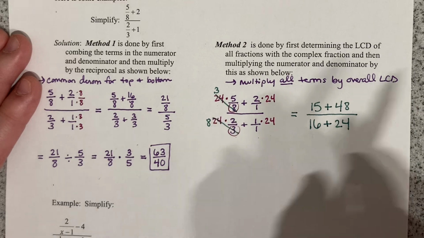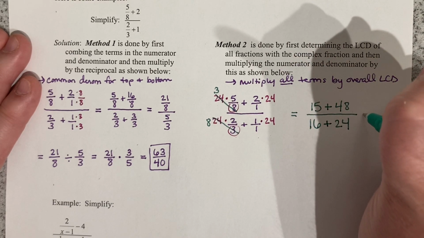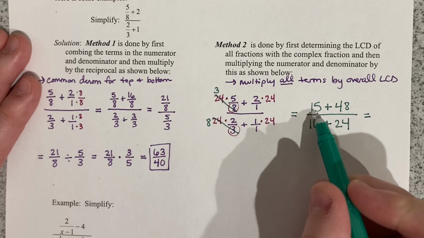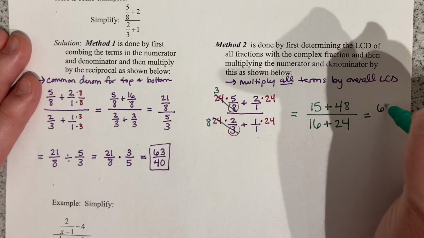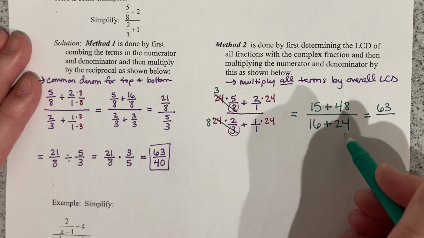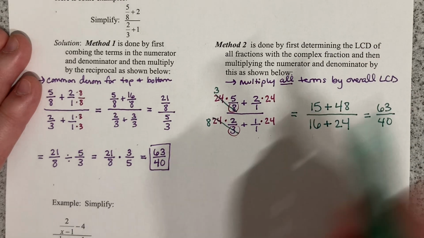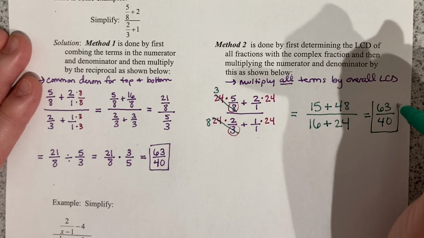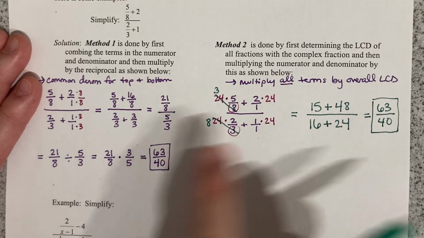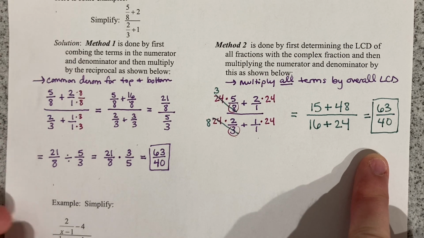So I'll do the next example with this method. So we'll get another example of it. Then we add the tops, and it's 63. Add the terms in the denominator, and that looks like 40. Oh, look, same answer as before, but just in a totally different way, right? So it's up to you.